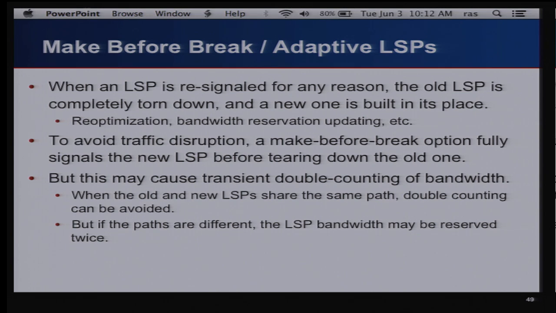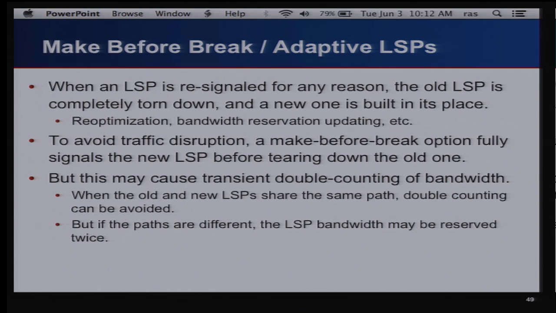You actually have to build a new 6 gig LSP and then tear down your old 5 gig LSP. So when you use the make before break or adaptive LSP feature, it does that. It goes out, builds a new one, tears down the old one, and avoids that traffic disruption. And it does this by a little trick. It lets you do a little bit of transient double counting of bandwidth.